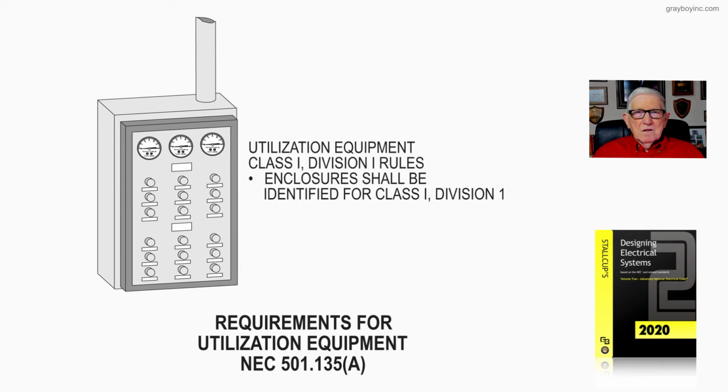Now let's take a look at this figure 21-28 that deals with utilization equipment. First of all, we want to review utilization equipment, define it in Article 100 in the NEC. But mainly when you select an enclosure, what kind of enclosure does it need to be?